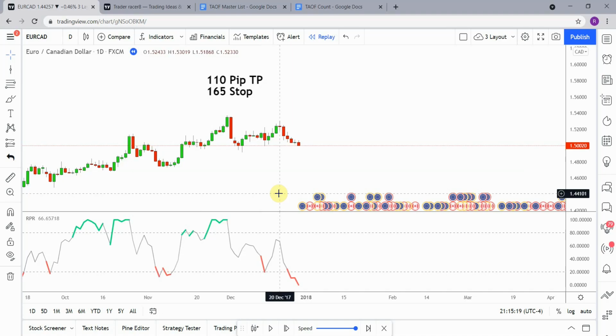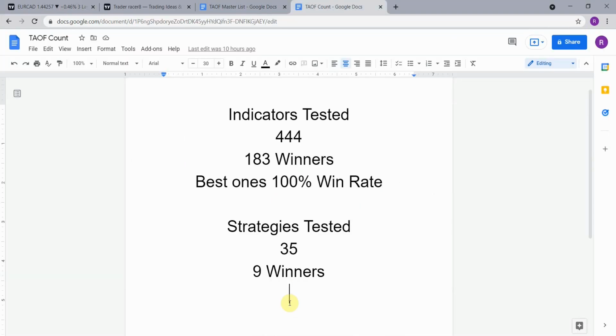Alright, as I said, today we will be testing Riley's percent rate indicator. Before we do though, I wanted to put the testing scoreboard up for everyone to see.